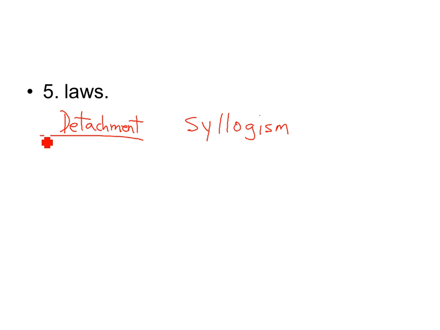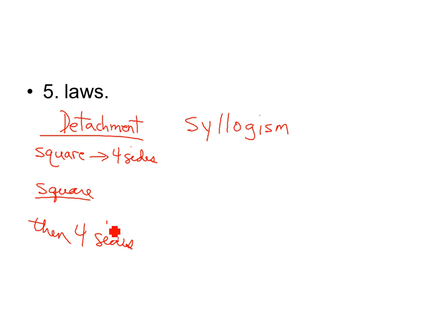Number 5, the laws. What 2 laws did we cover? Syllogism and detachment. Law of detachment said, let's go back to that same thing. Square implies 4 sides. Is that true? Yeah, we have a square, we know it tells us 4 sides. Law of detachment says you can take them apart and they'll stand alone, they'll be true separately. So if I tell you that you have a square, then what can you conclude? It has 4 sides. That's the conjecture you can make.